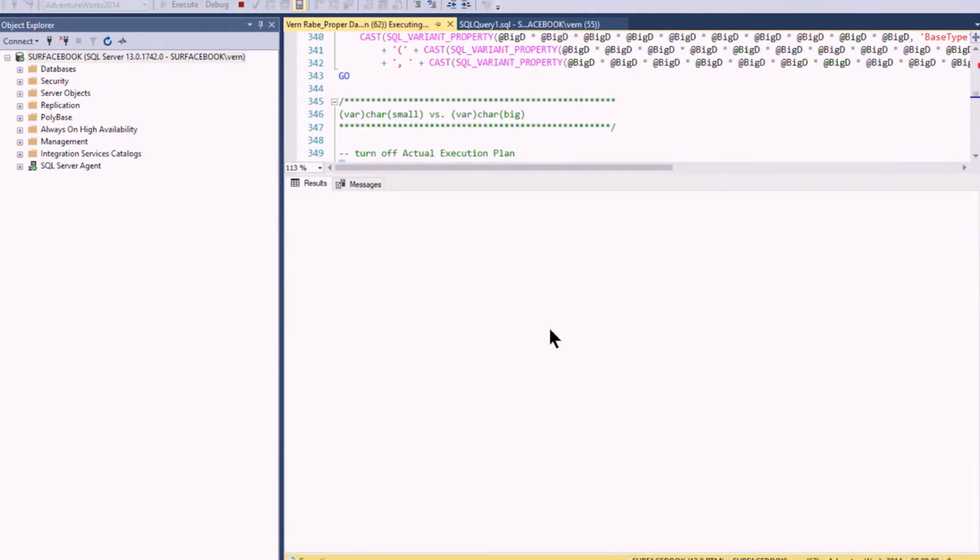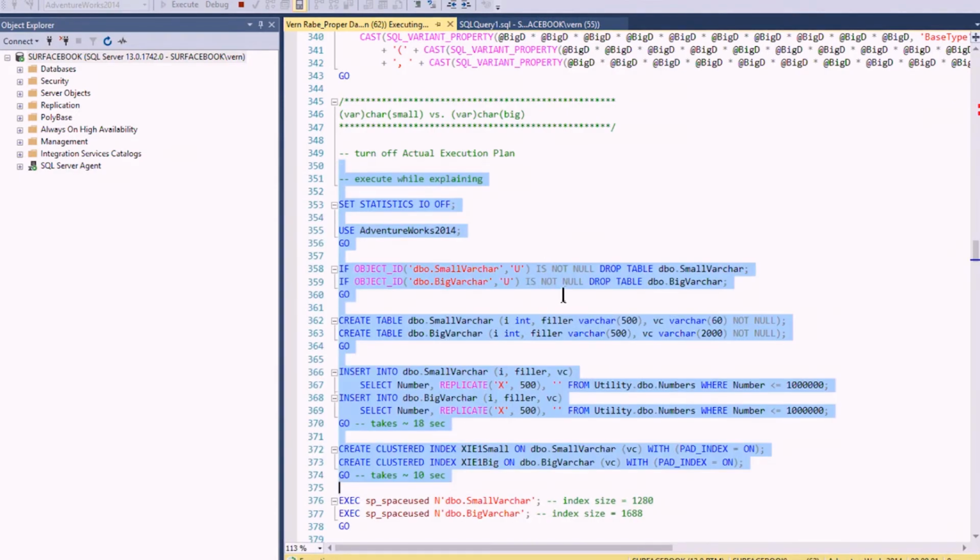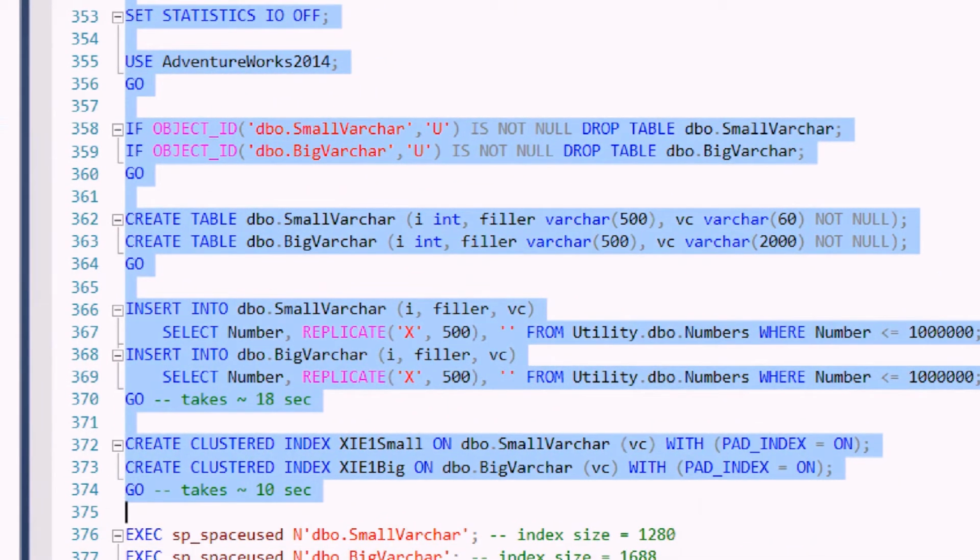Okay, so I'm going to execute that. So while it's executing, we'll talk about what I'm doing. So two tables, I conditionally drop them. I have the same column in both of an integer, and then I have a filler just to make it a little bit bigger, make it more realistic. And then the difference between the two is one of them has a varchar 60 and the other one has a varchar 2000. And then I'm going to insert into them number 1 through, what's that, a million? A million. I'm going to put in a million records in both.